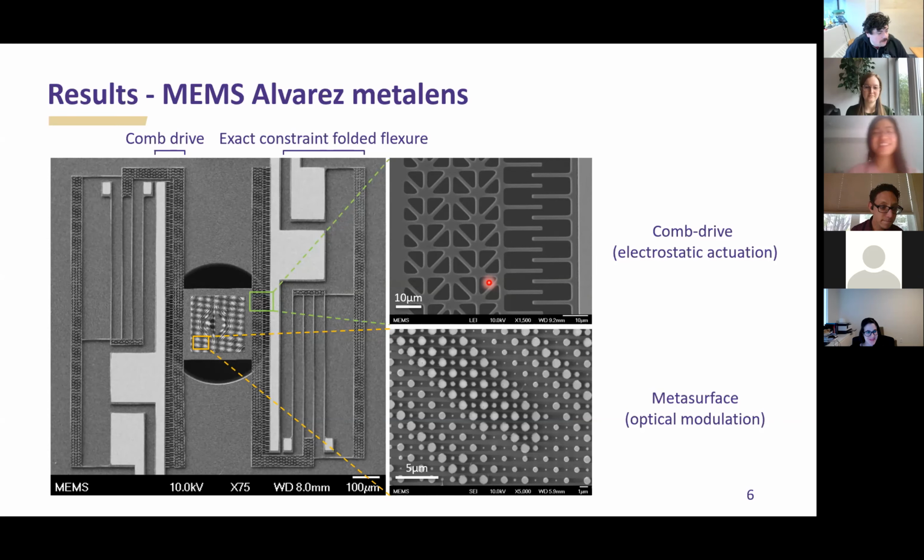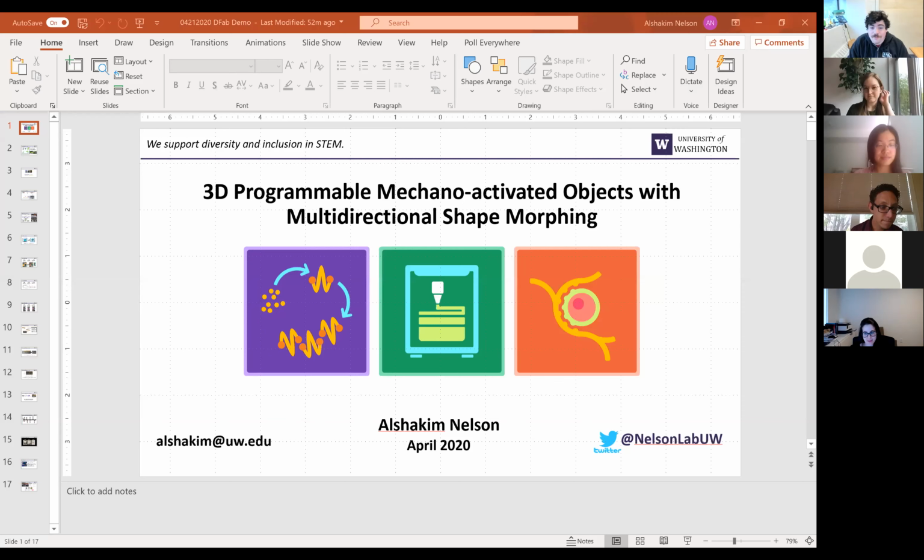And so our last speaker is going to be Al Nelson, whose work is on designing chemicals for 3D printing, beyond 3D printing actually, 4D printing. Yeah, thanks.